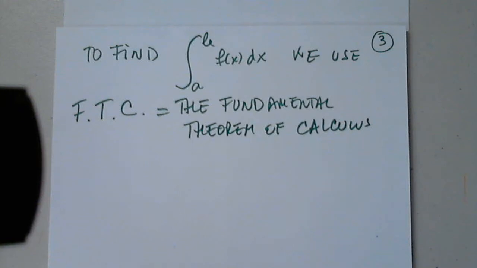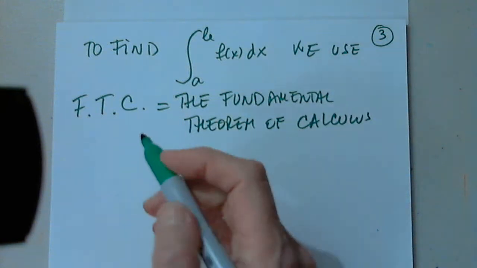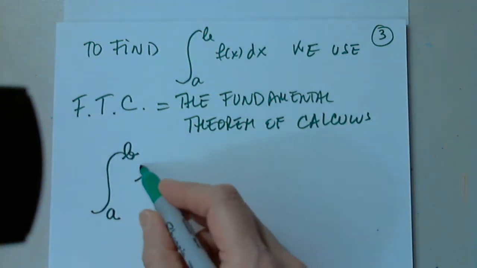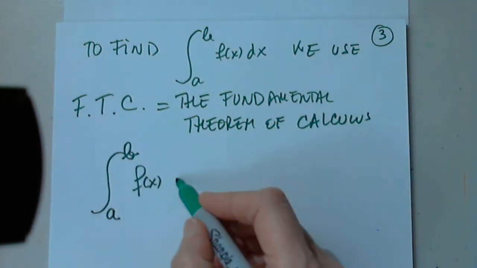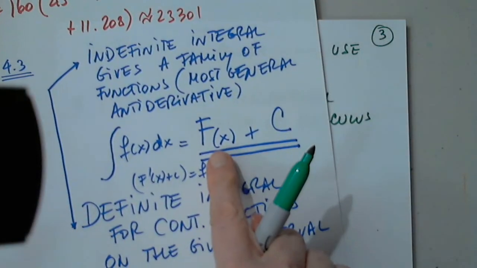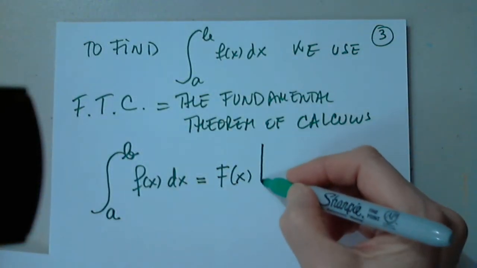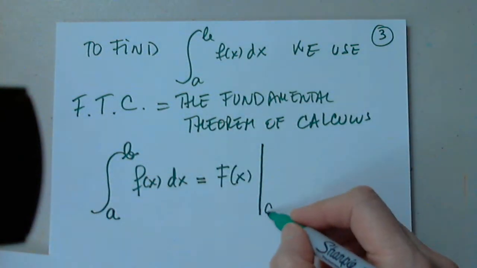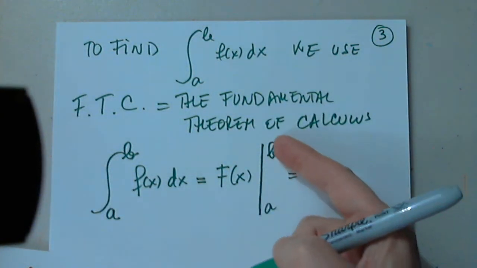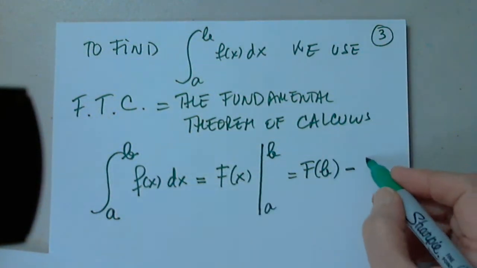How is this applied here? The fundamental theorem of calculus says this: if I want to determine the definite integral from a to b of a continuous function on this interval dx, all I have to do is find its antiderivative and put a vertical bar from a to b. What is the meaning of this? How do I calculate this? I plug in b and I subtract when I plug in a.